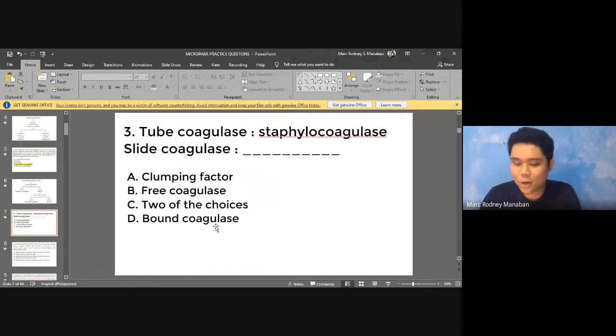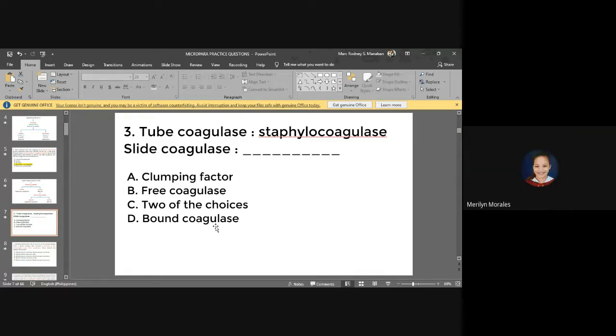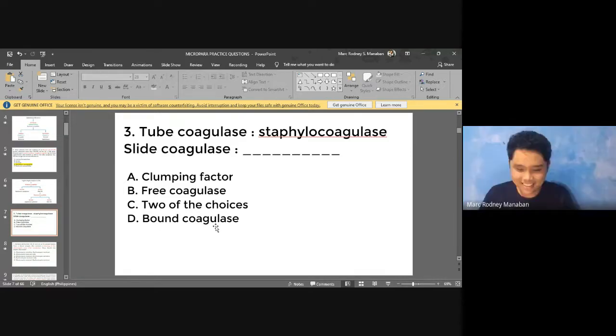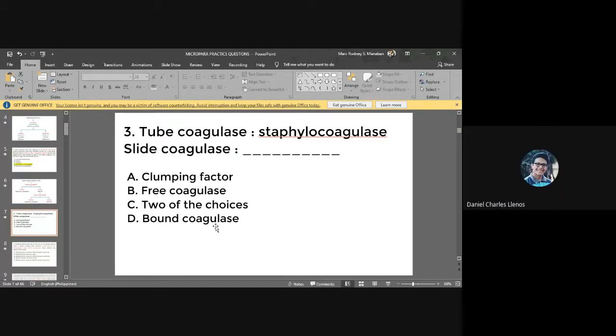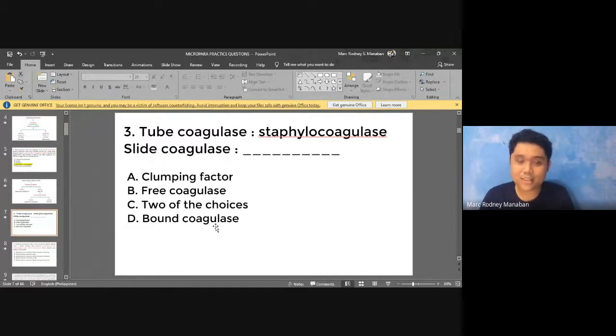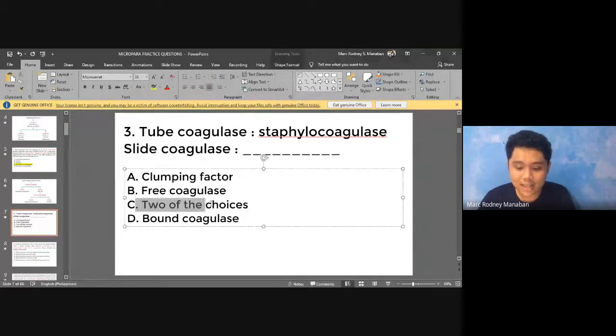Number three. Tube coagulase detects staphylocoagulase. What does slide coagulase detect? Clumping. Clumping factor, correct. But does clumping factor have another name? Cell bound. Yes, that is correct. Clumping factor, cell bound.